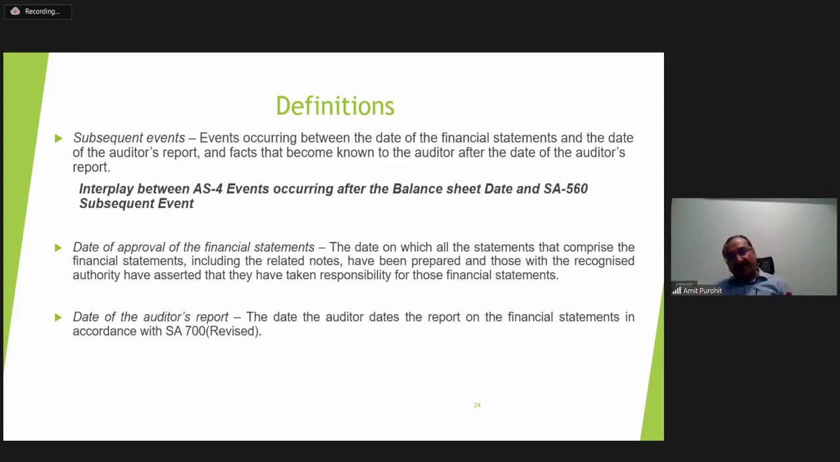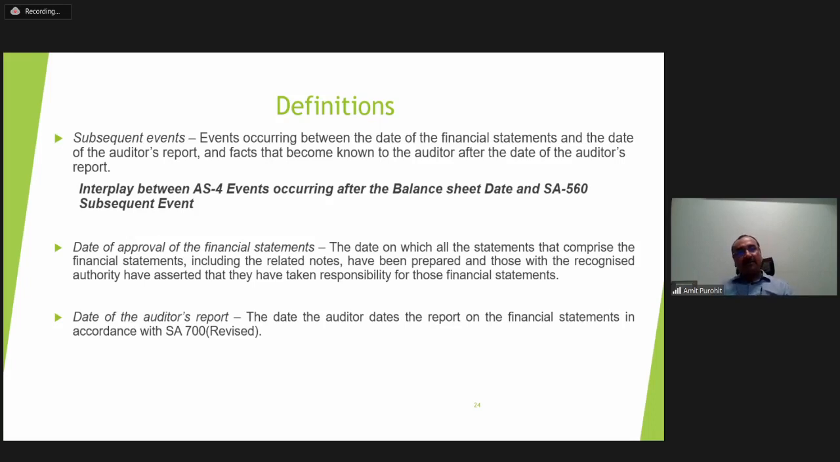Whereas the subsequent events as defined under this standard have a broader meaning and wider implications and ramifications. It not only covers the period between the date of the financial statements and the date of approval of the financial statements, but it also covers the period from the date of the audit report till the date the financial statements are issued. We'll come to know the meaning of the date the financial statements are issued. It also talks about the date of approval of the financial statements. We all know the date of approval of the financial statements in case of a company would be the date on which the board of directors approve the financial statements.